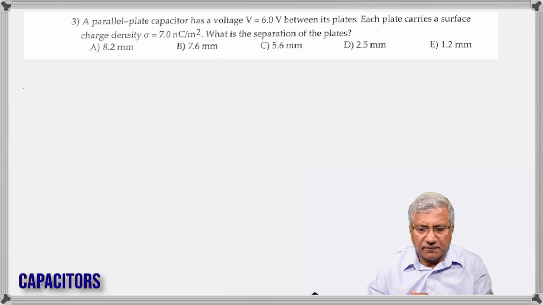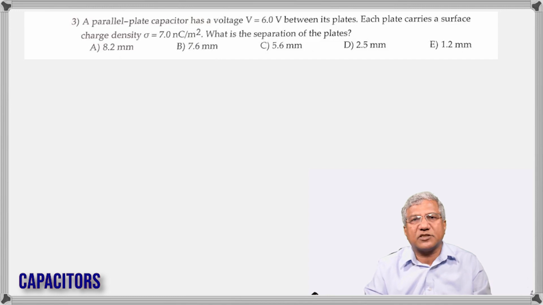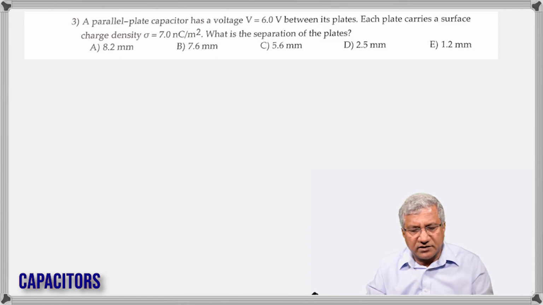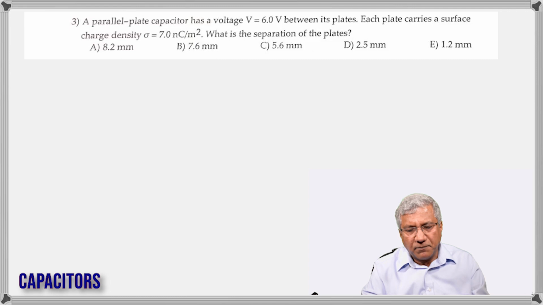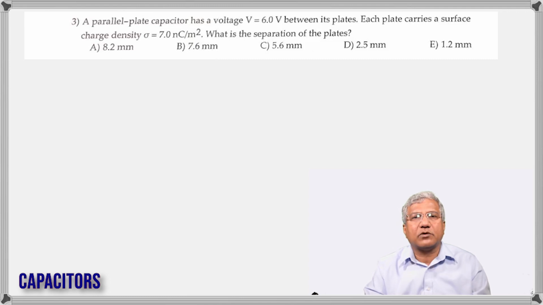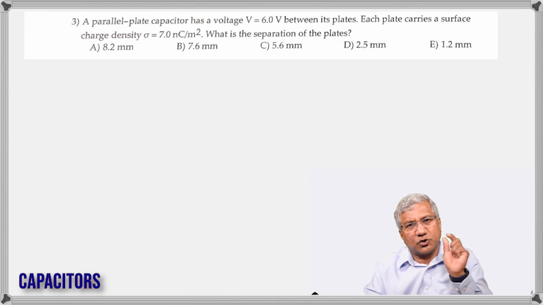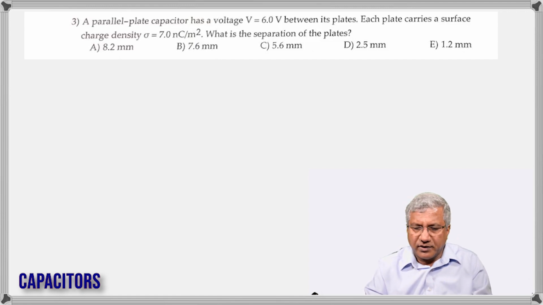Here's a third one. A parallel plate capacitor, now it's a parallel plate capacitor, has a voltage, 6 volt between its plates, and each plate carries a surface density sigma is 7.0 nanocoulomb per meter squared. What is the separation of the plates? So we're looking for little d, and we're given the voltage.